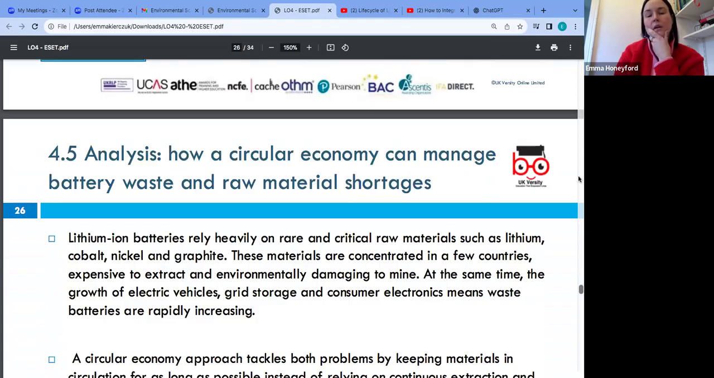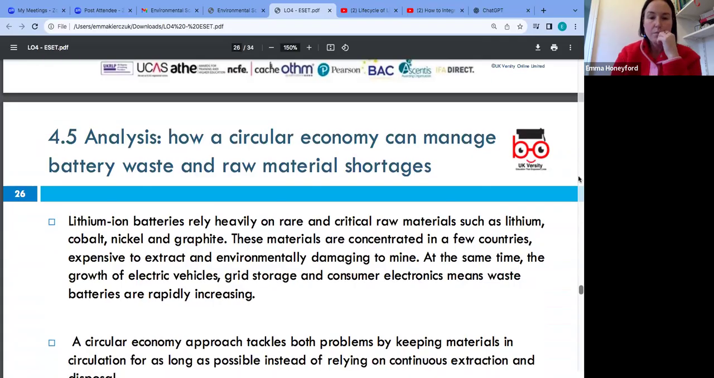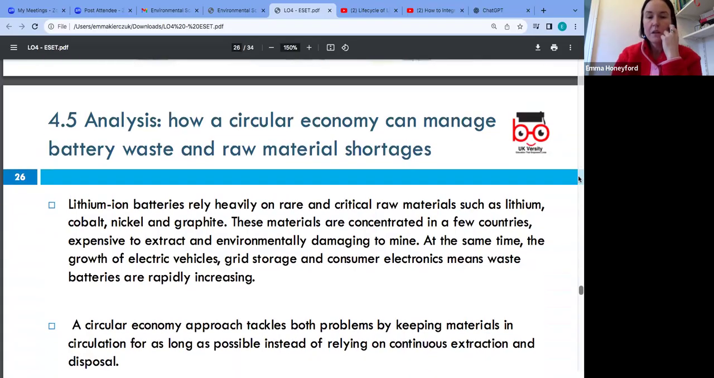So, this is 4.5: how can we use circular economy principles to manage battery waste and raw materials shortages? By using a circular economy approach, we can really tackle problems by keeping materials in circulation, so they go round and round. They don't end up at landfill.